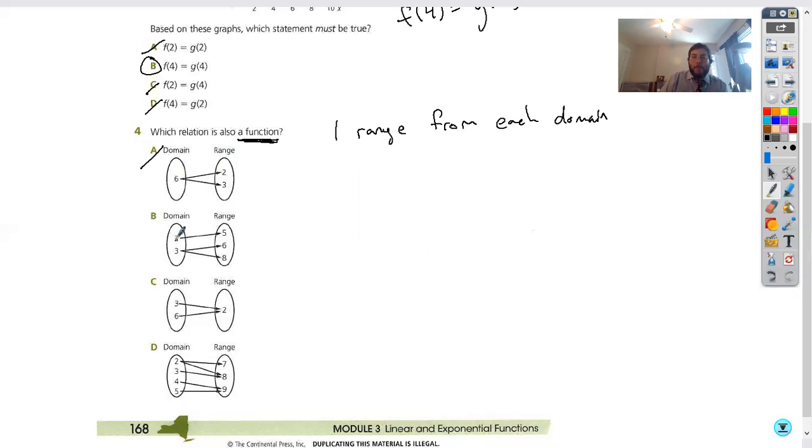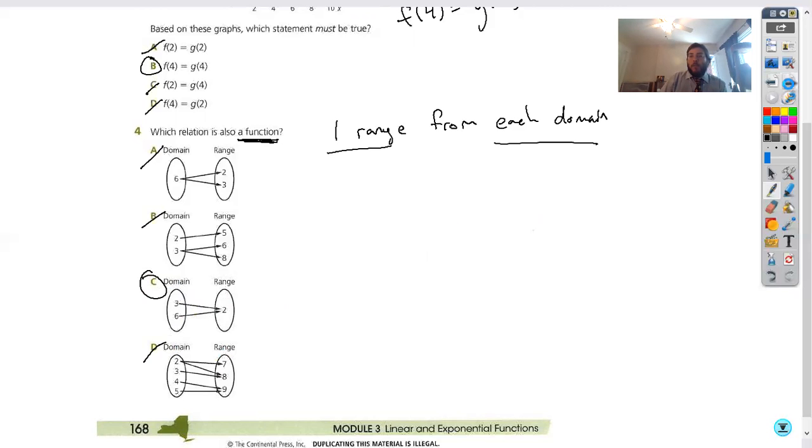For B, we're okay with 2 to 5, that's 1, but then 3 maps to both 6 and 8, not a function. C, 3 maps to 2 and 6 maps to 2. So this fits our one range from each domain. Even though they go to the same range, they each only have one range that maps from them. So this is our function here. And if we look at D, 2 maps to 2 different numbers, so it's not a function. So again, our choice is C, because each domain has only one range coming from it.